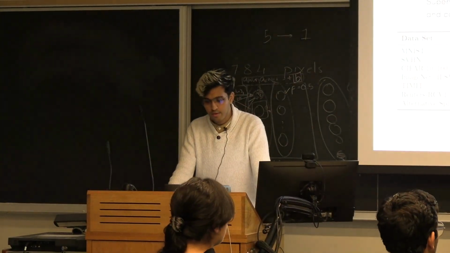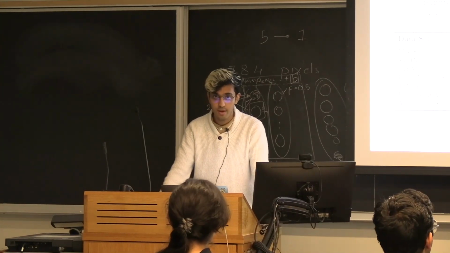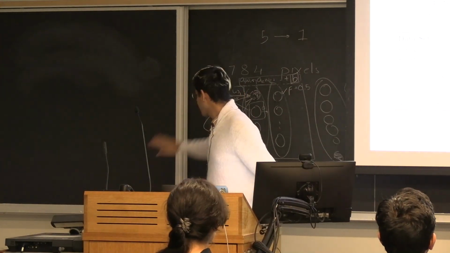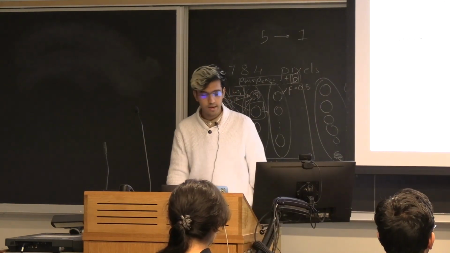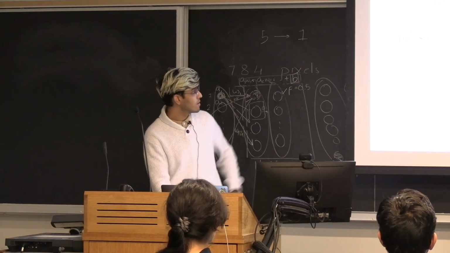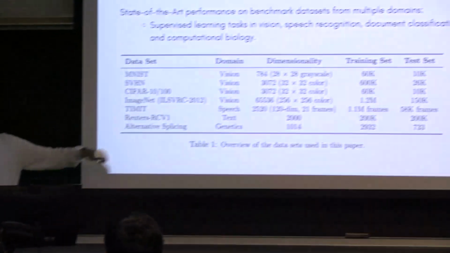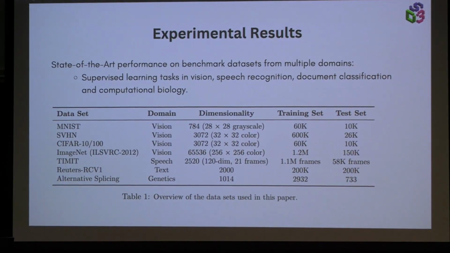So MNIST is the 3 blue, 1 brown data set of handwritten digits, right? That's what this example is based upon. That's what the video is on, right? It's a standard toy data set of handwritten digits. TIMIT is for speech, right? It's for clean speech recognition. CIFAR 10 and CIFAR 100 are just images, tiny images. SVHN stands for Street View House Numbers.